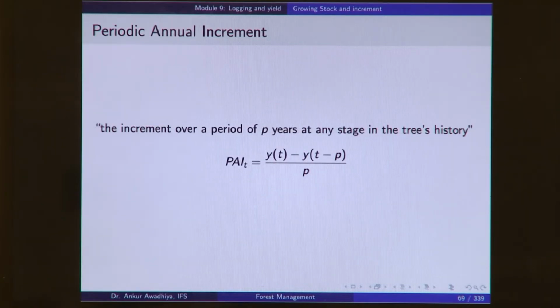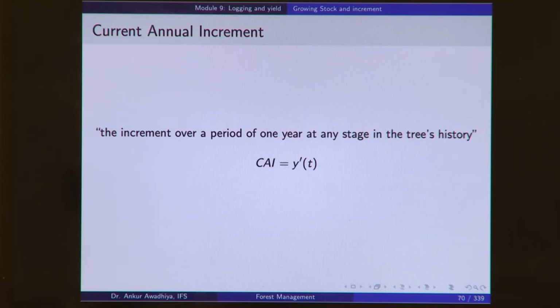Then we define periodic annual increment as the increment over a period of p years at any stage in a tree's history. So PAI is the growing stock at time t minus growing stock at time t minus p, divided by p. So this is the average rate of increment over a specific period. If this specific period is made to be 1 year, then we call it a current annual increment, which is the increment over a period of 1 year at any stage in the tree's history.